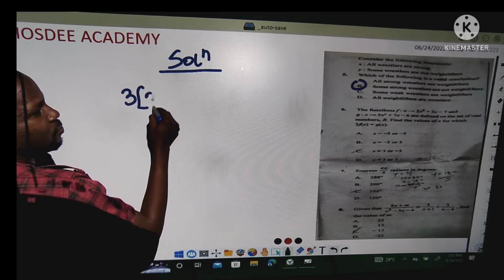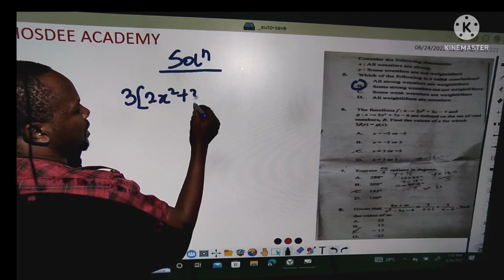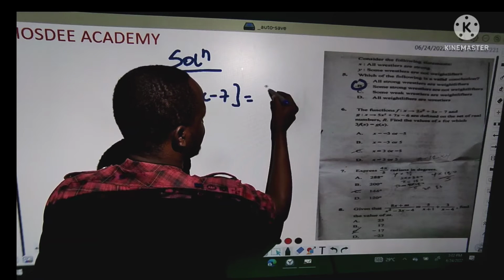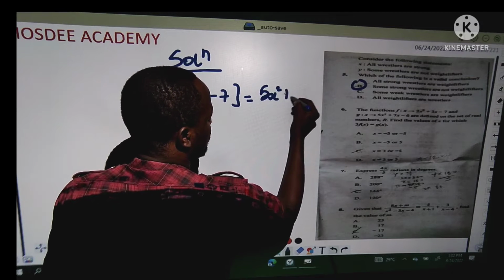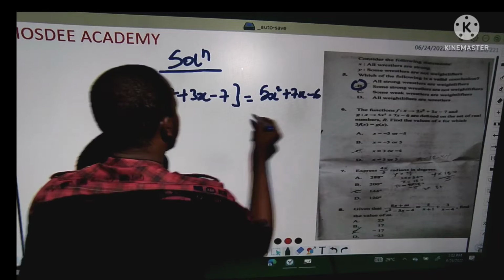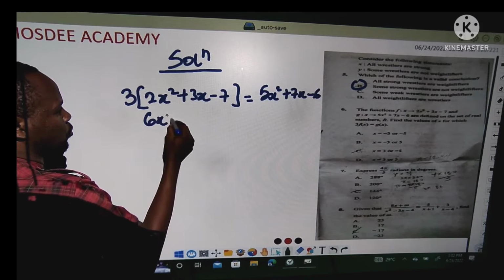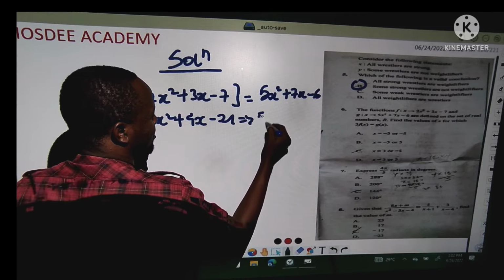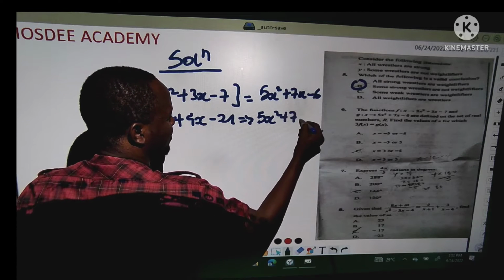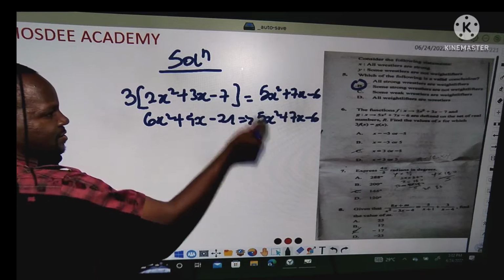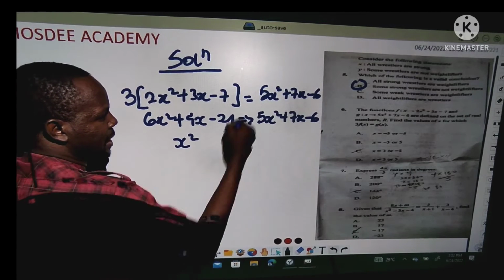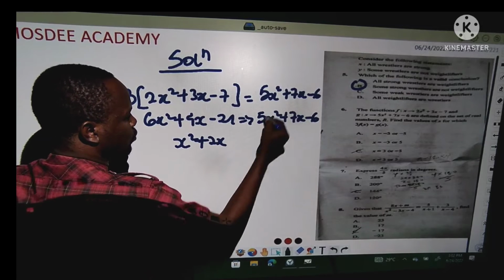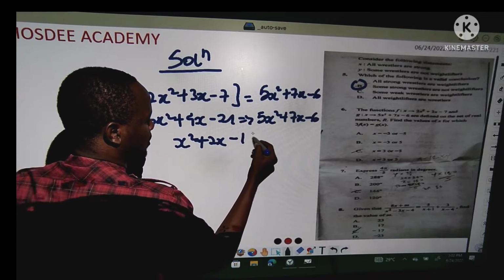3 into brackets 2x squared plus 3x minus 7 is equal to g of x, which is 5x squared plus 7x minus 6. Directly we can say 3 twos are 6x squared plus 9x minus 21 is equal to 5x squared plus 7x minus 6. Collecting, 6 minus 5 is x squared, 9 minus 7 is plus 2x, 21 plus 6 is minus 15, equals 0.